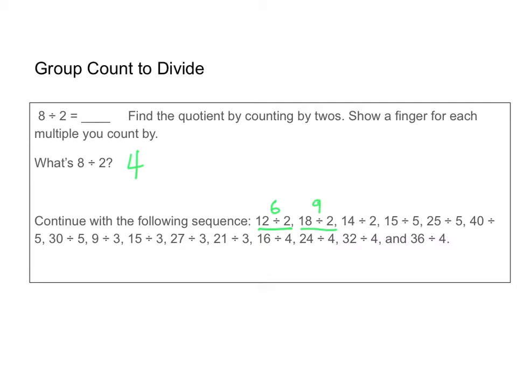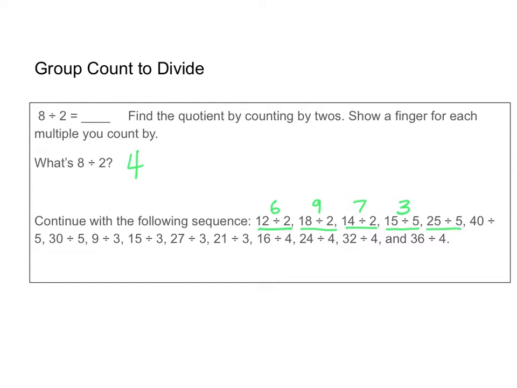Now, some of these you may know right off the top of your head, and that's fine. It's really just practicing and understanding that division is a matter of counting by the number of your divisor. So we've got 14 divided by 2. 2, 4, 6, 8, 10, 12, 14 gives you 7. 15 divided by 5, do it before me, and then you'll see 5, 10, 15, that'll give us 3.